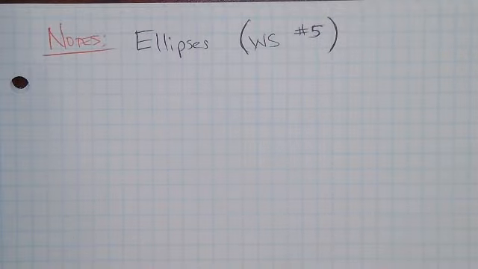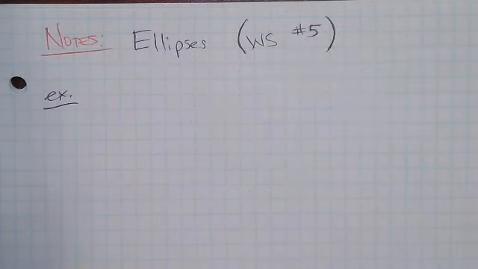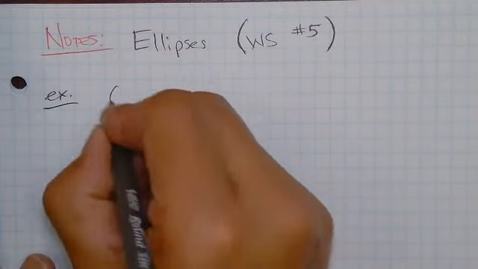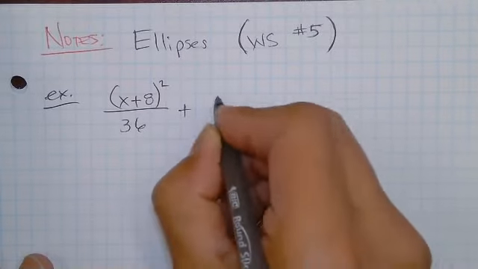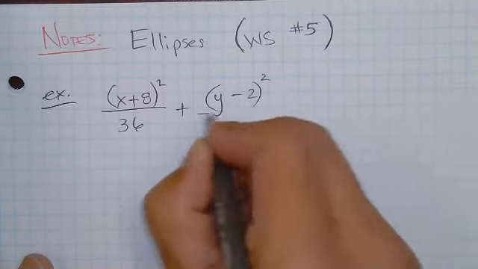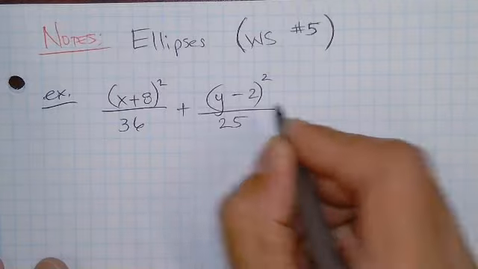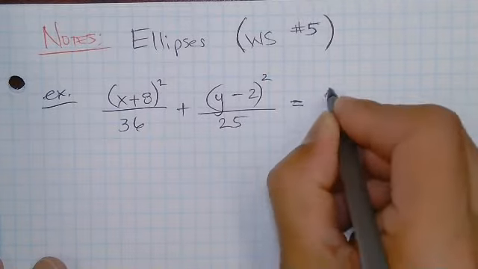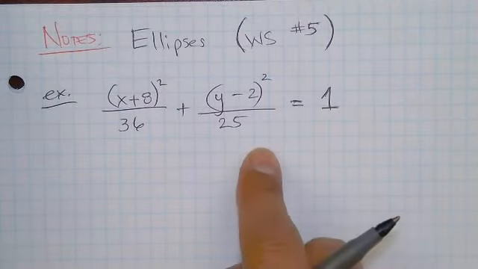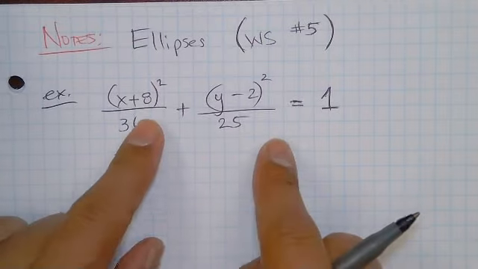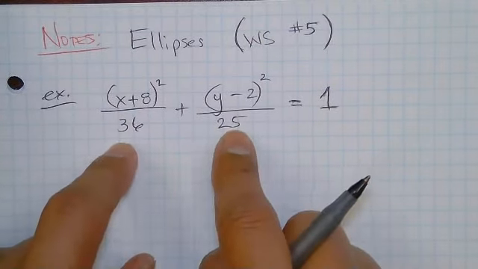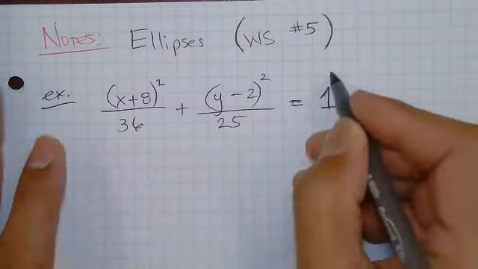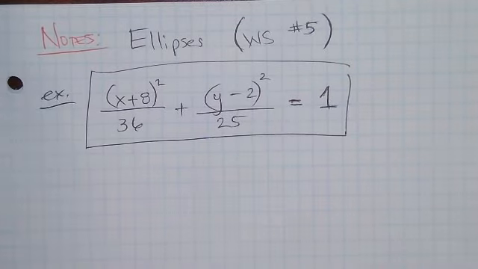All right, so real quick, an example of an ellipse in standard form, the way I want to see it, should look something like this: (x + 8)^2 over 36 plus (y - 2)^2 over 25 equals 1. I want my equation in standard form for an ellipse to look like this, where the x squared and the y squared parts are on the top and these numbers are on the bottom. We know it equals 1, right? That was a big deal about yesterday's assignment. Okay, so you're familiar with what it should look like.